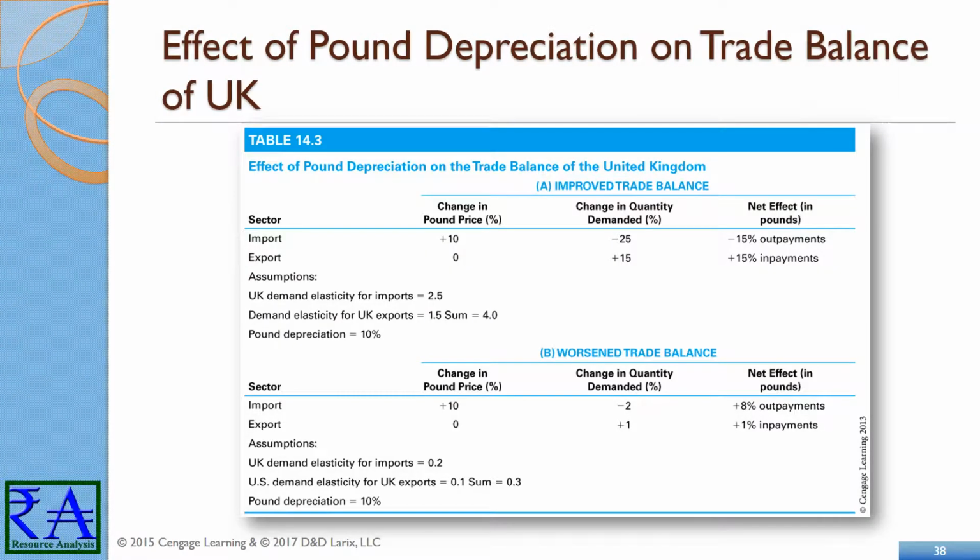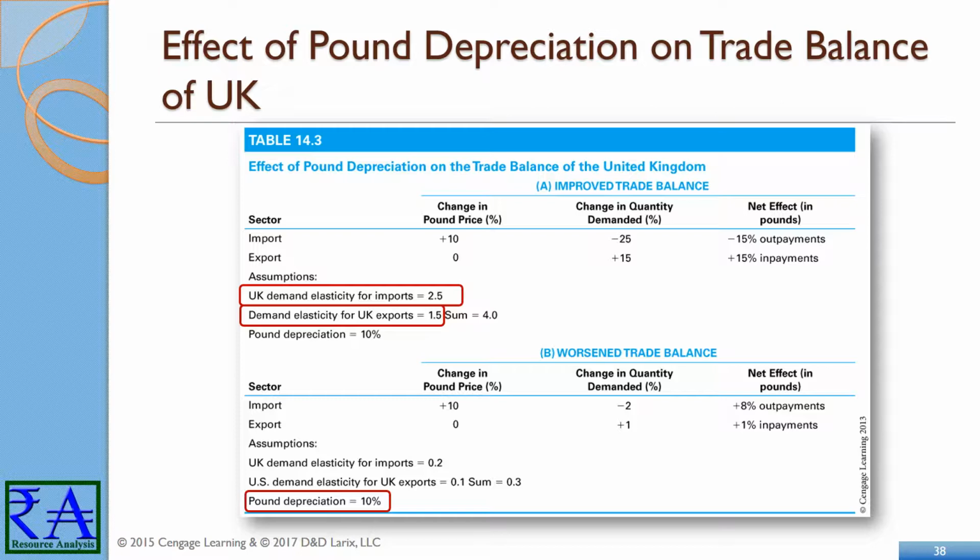We look at an example of UK pound depreciation relative to the currencies of its trading partners. In the UK, the demand elasticity for imports is 2.5, while for exports it is 1.5. Variable elasticities of demand are common. When the UK pound depreciates by 10% against the US dollar, import prices increase due to the devaluation of the domestic currency. It takes 10% more UK pounds to purchase the goods in US dollars, leading to a decrease in domestic purchases of UK goods.